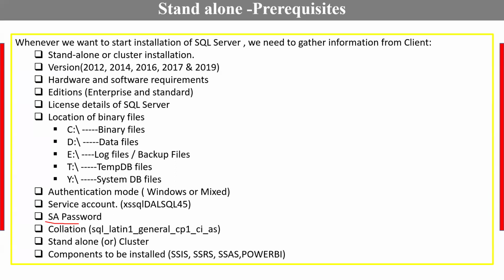Oh, sorry. Before that, you need to know what components we need to install. This is also very important: SSIS, SSRS, Power BI, SSAS, PolyBase, and machine learning languages like R and Python. What features and what components we need to install is also very important.